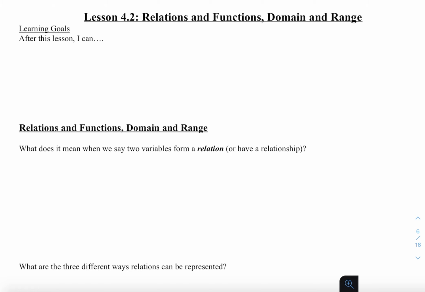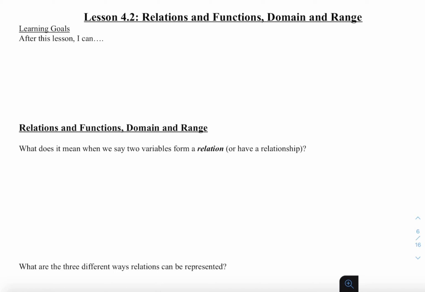Hi everyone, lesson 4.2 is very exciting. Today we are learning the very important definitions for relations and functions, domain and range. Things that you will be using from now all the way up into grade 12 and beyond.